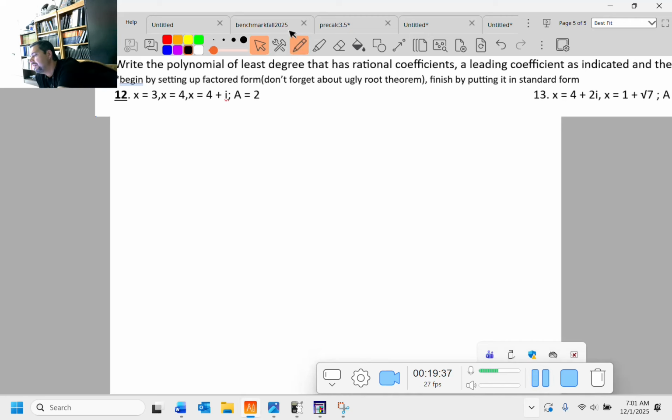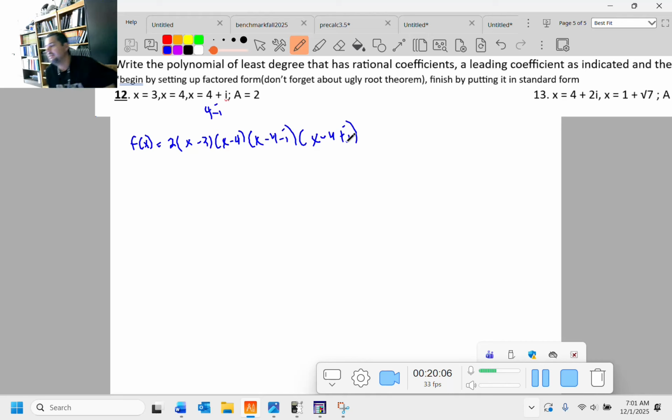So the irrational root theorem is going to be right here. This is an irrational root. Use its conjugate to find the other one. A is 2, so your factored form is f of x equals 2 times x minus 3. Remember we changed signs, x minus 4 minus i. Next one's going to be still x minus 4, but plus i when you change signs.